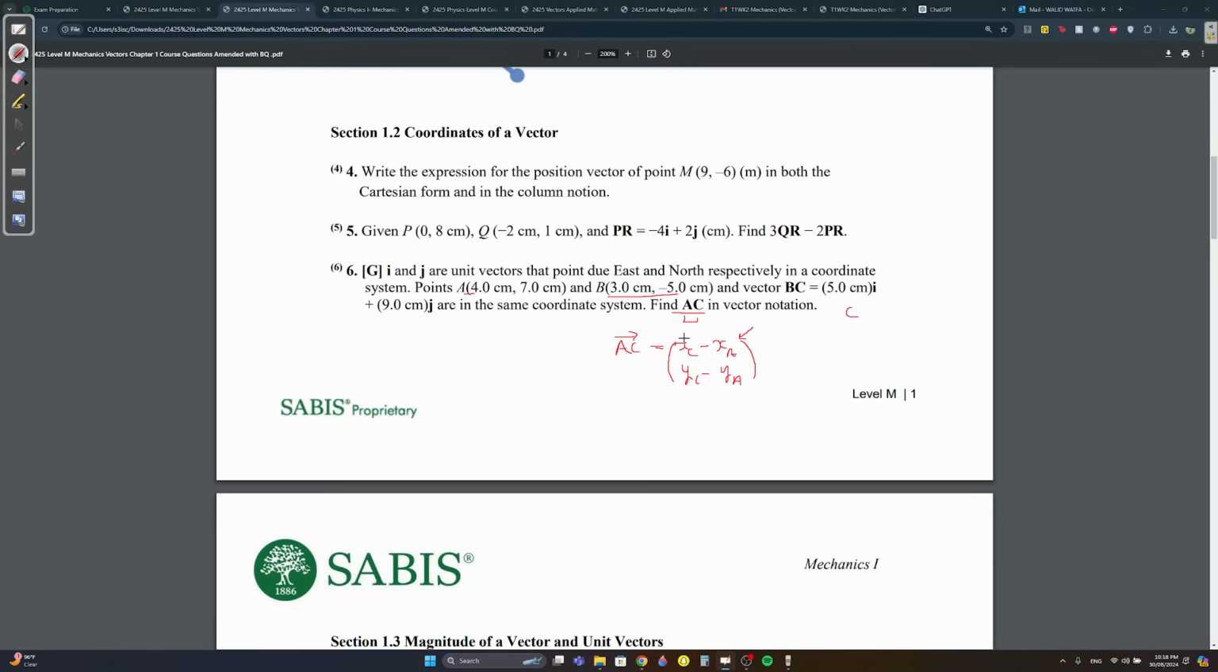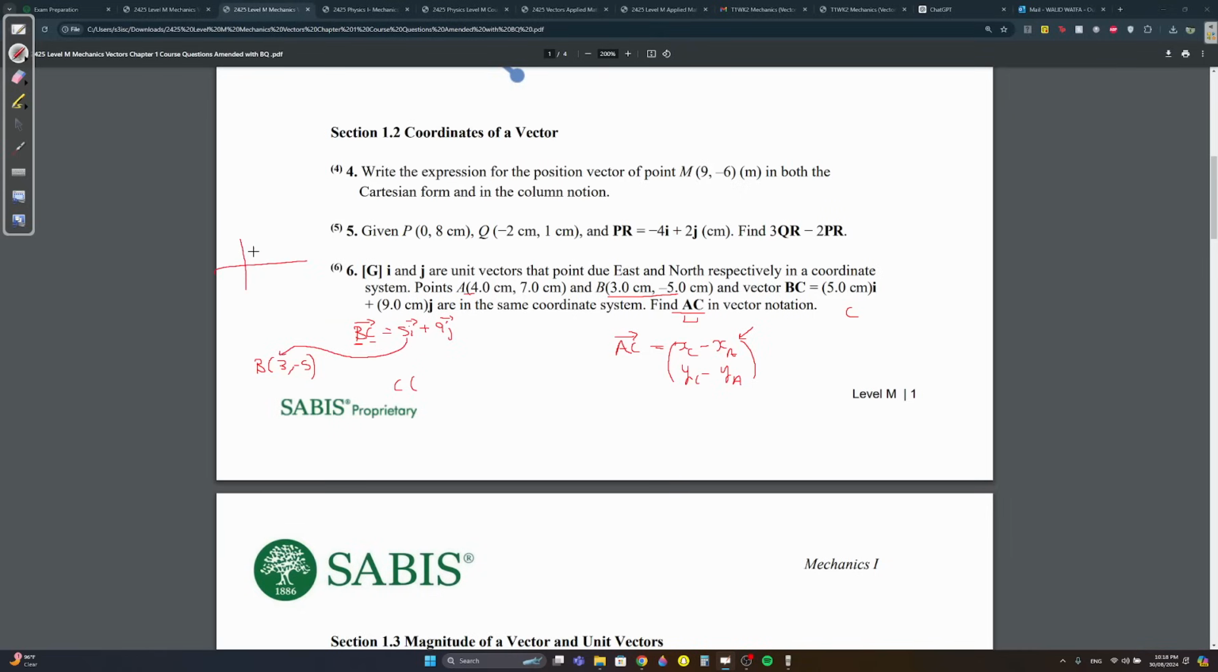Okay, we know vector BC is 5i plus 9j. They gave it to us. BC is 5i plus 9j. We know that BC starts at B and it ends at C, right? What is B? Point B is 3, minus 5. So don't you think I can find what point C is if I just apply this vector to point B?